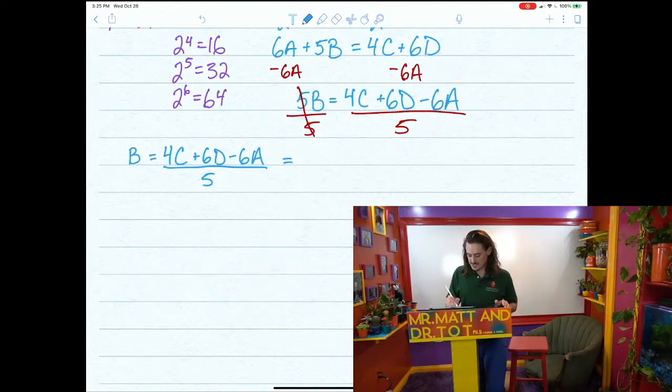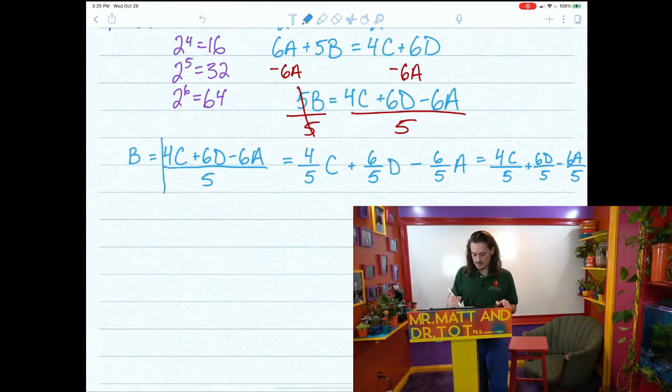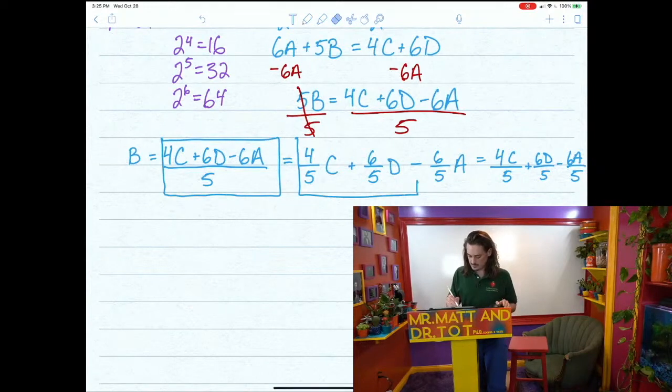So for example, this is the same thing as 4/5 C plus 6/5 D minus 6/5 A. And I need you to also recognize that that's the exact same thing as 4c over 5 plus 6d over 5 minus 6a over 5. Those are all equivalent terms. So as long as you got one of these values or one of these expressions, then I am absolutely happy.